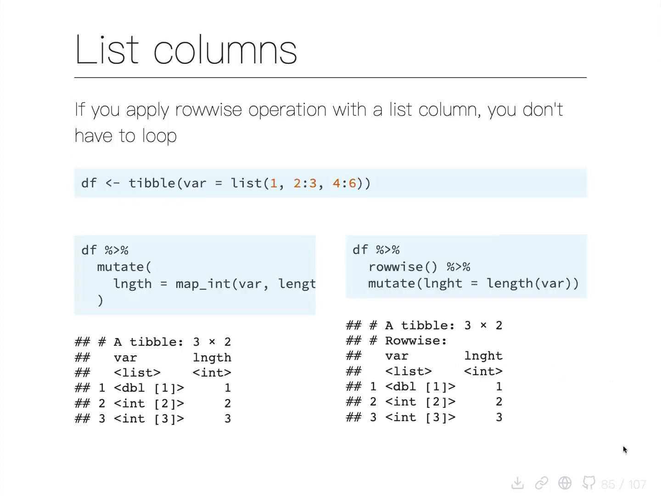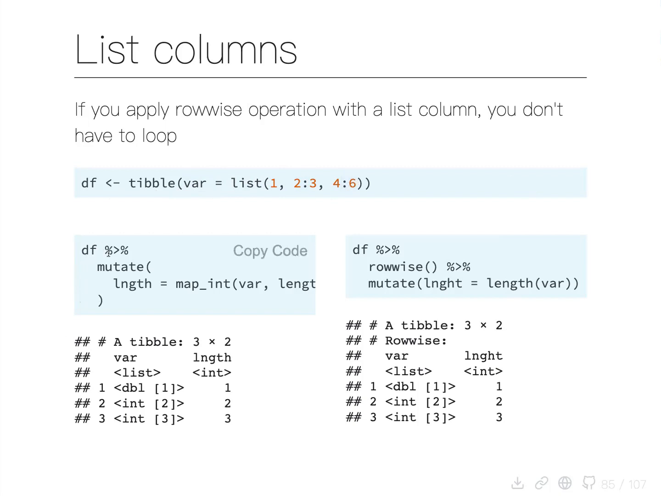But as I said, this can get much more complicated, and because of that, it can be much more useful. What we can end up doing with this is essentially the exact same sort of stuff that we're doing when we're doing all of that looping with map and everything. But we don't have to actually do the loops because now everything is conducted by a row. So for example, here is a data frame with a single column called var, which is a list. So it's a list column of 1, 2, 3, and 4, 5, 6.